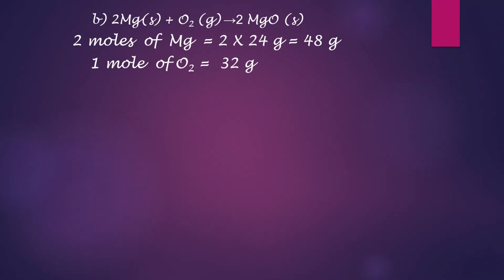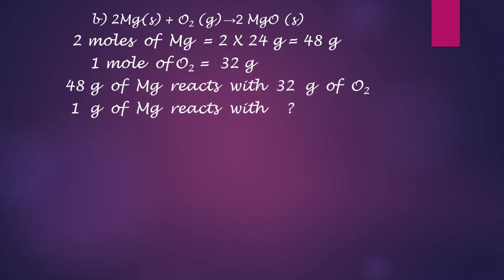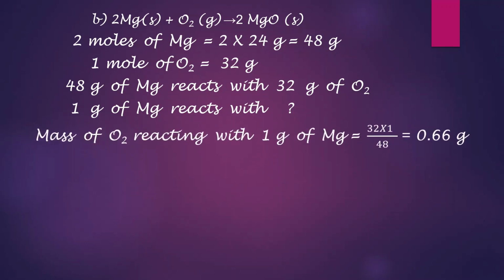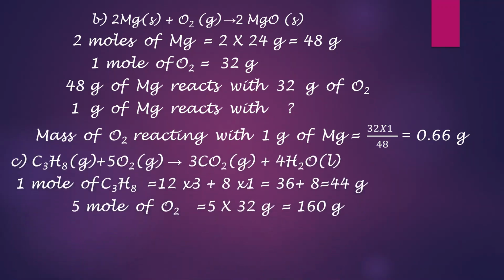So in the equation, 2 moles of Mg react with 1 mole of O2. That means 48 gram of Mg reacts with 32 gram of oxygen. So 1 gram of Mg reacts with how much gram of oxygen? So the mass of O2 reacting with 1 gram of Mg is equal to 32 into 1 divided by 48, that is equal to 0.66 gram. Let us take the third option.